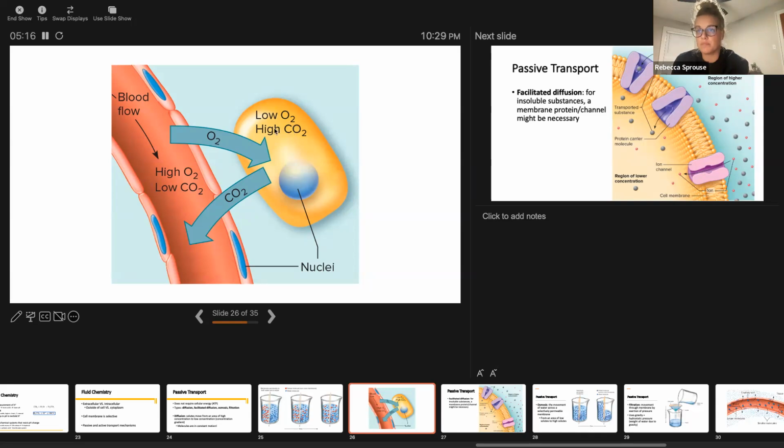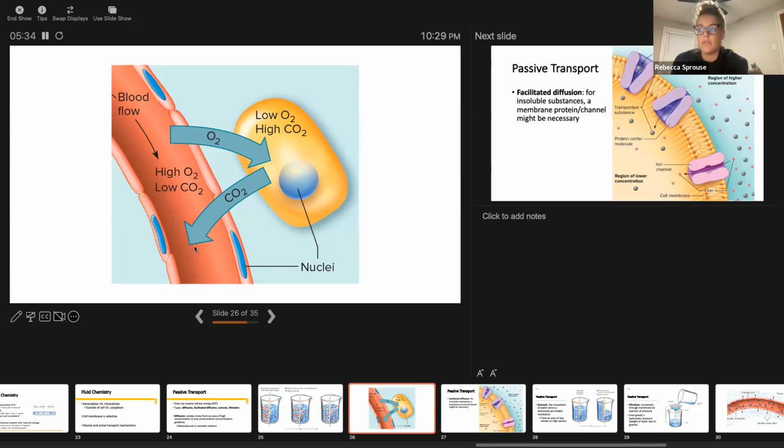Now look at the carbon dioxide levels. Because the cell is low in oxygen, it's going to be naturally high in carbon dioxide, which is a waste product of cellular respiration. And so that carbon dioxide is going to move from an area of high concentration to an area of low concentration.